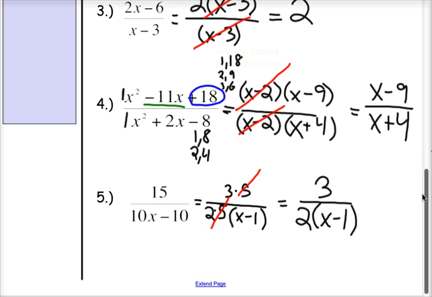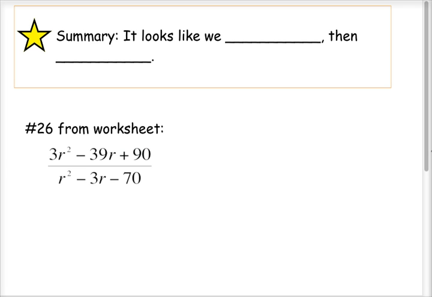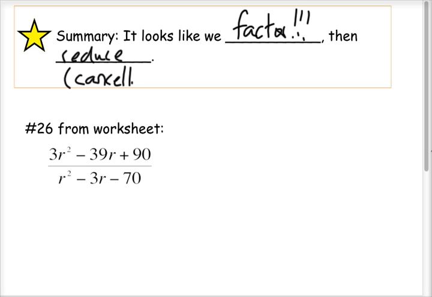All right, moving right along. So the key here is it looks like we factor first. You have to factor and then reduce. Or by reducing, you can also think of that as canceling. Canceling anything that is the same on the top and the bottom.